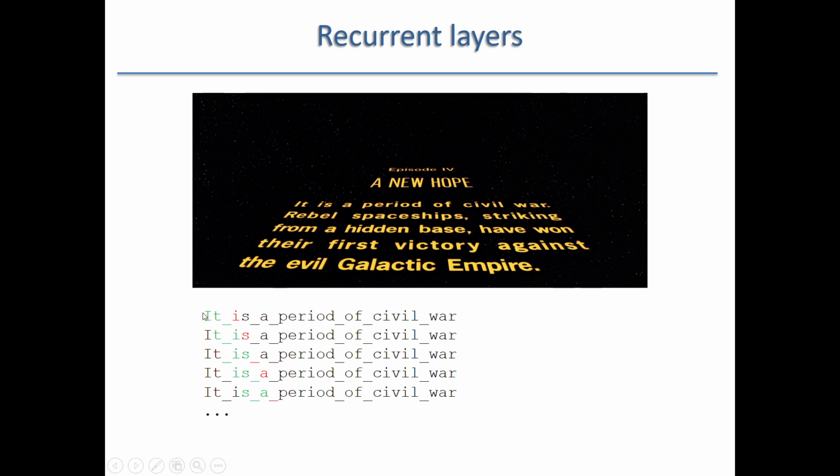So it will take groups of 3 previous letters, and it has to predict the next one. So given I, T, and space, it has to predict I. Given T, space, and I, it has to predict S. Each one of the letters has its own one-hot encoding. So we already know how these things work.